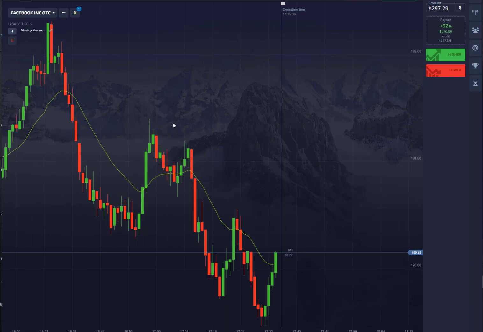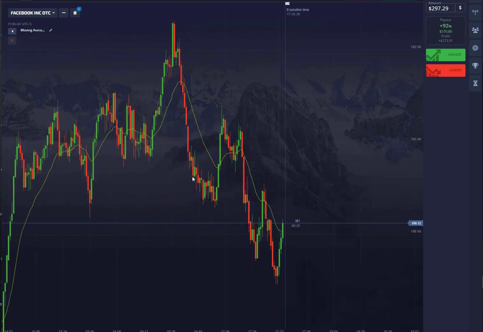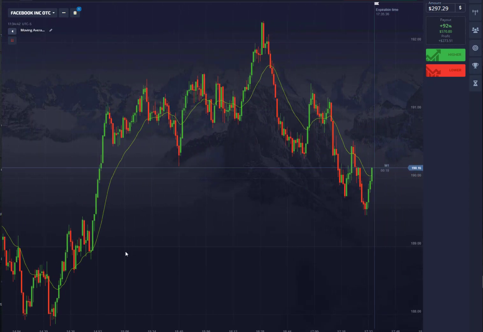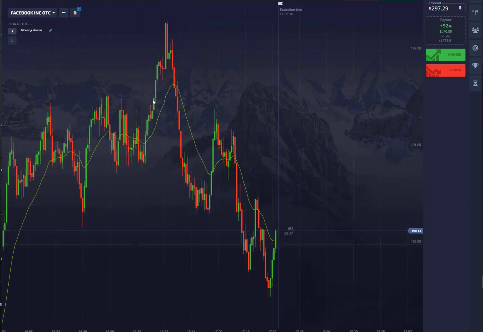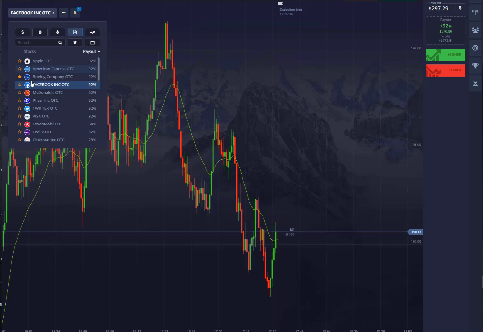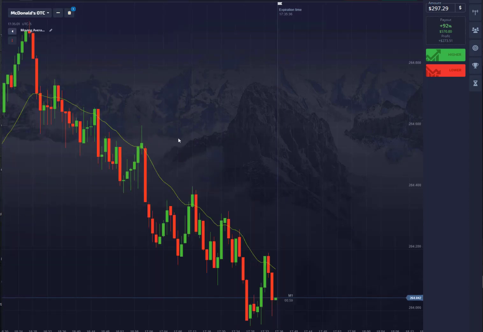Facebook moved up pretty strong. Started the reversal pattern here. This was the strong trend down, trend break, retest to a new low. It's happening right here. That retest is still in play and looks like it's about to maybe break again and come back down, or this may be the start of a reversal. McDonald's.